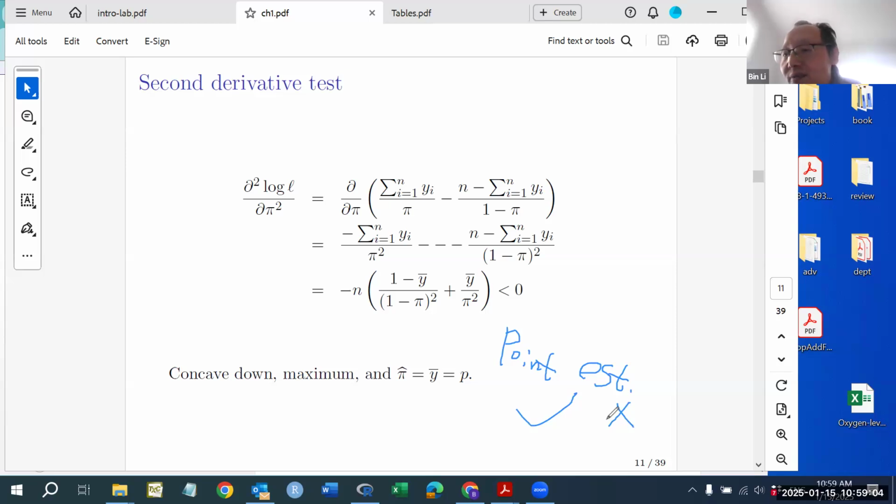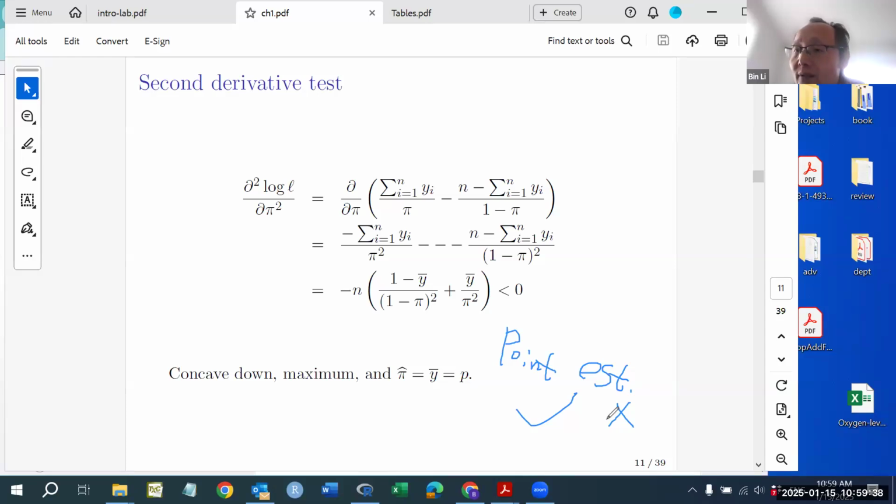In statistics, what's the difference between statistics and mathematics? Statistics includes uncertainty. It's not like mathematics, where 1 plus 1 is always 2. We won't say 1 plus 1 has a 90% chance to be 2 but a 10% chance to be different from 2. We will not say that in mathematics. But in statistics, we have uncertainty, right? So we need to quantify that uncertainty. Giving that point estimate is good, but not enough.